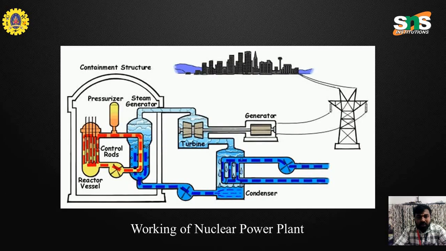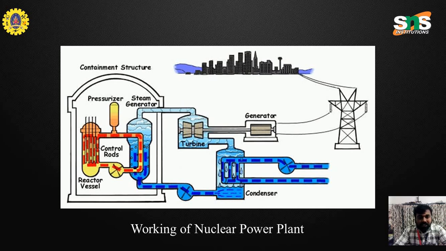So these are the major components of a nuclear power plant. The main component is the nuclear reactor. The nuclear fission reaction takes place inside the nuclear reactor. It is the same as the boiler used in a steam power plant. From the nuclear reactor, the heat energy is absorbed by the coolant and passed into the steam generator.